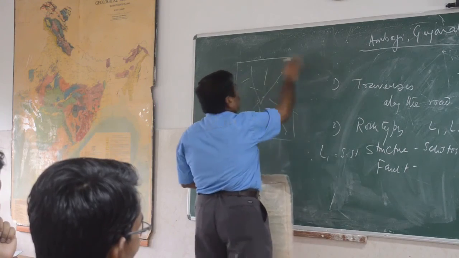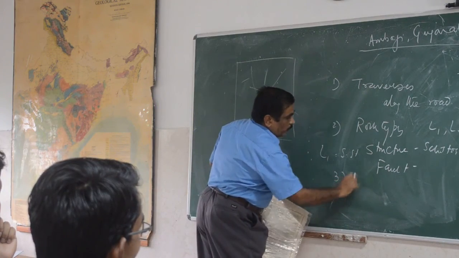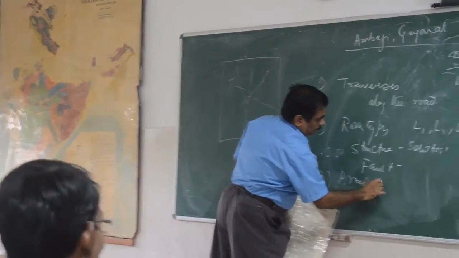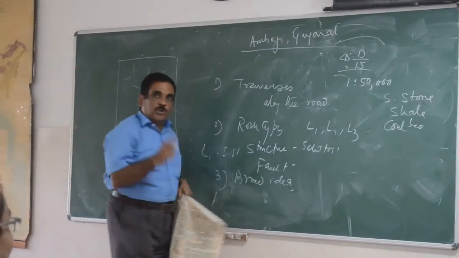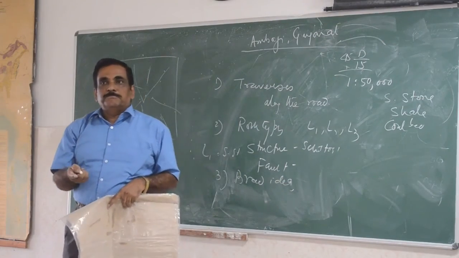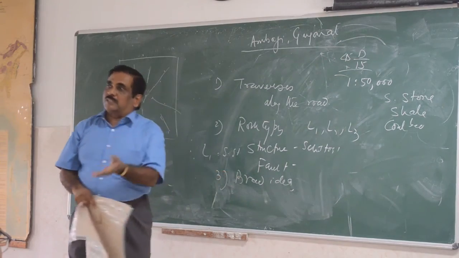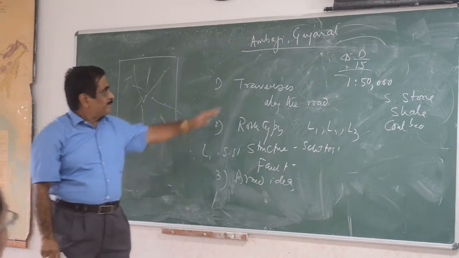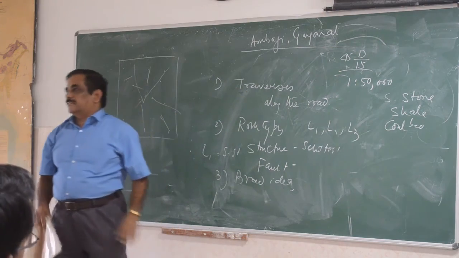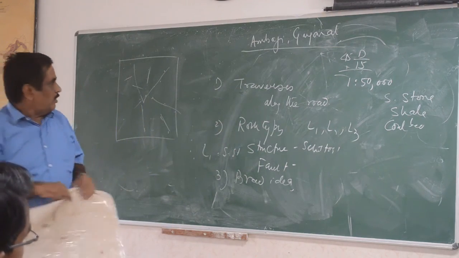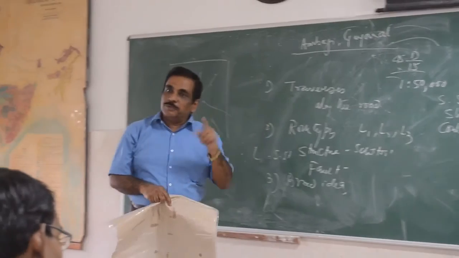Once you complete all the roads, you will get a broad idea about the rock type and about the structure. Follow this point now. Before you proceed to detail work, you should have information like this. This is called traverse mapping. That is what we did yesterday.